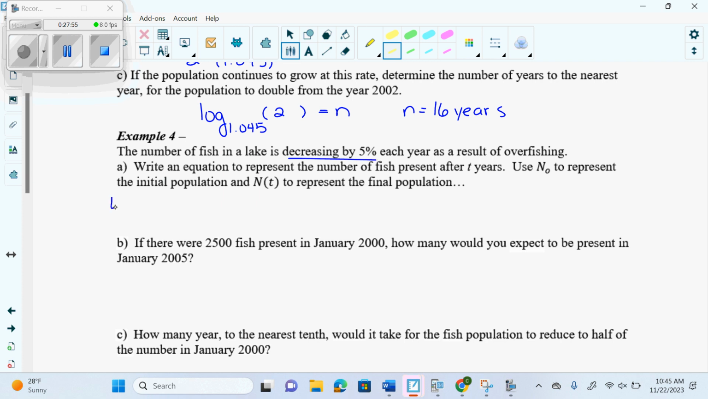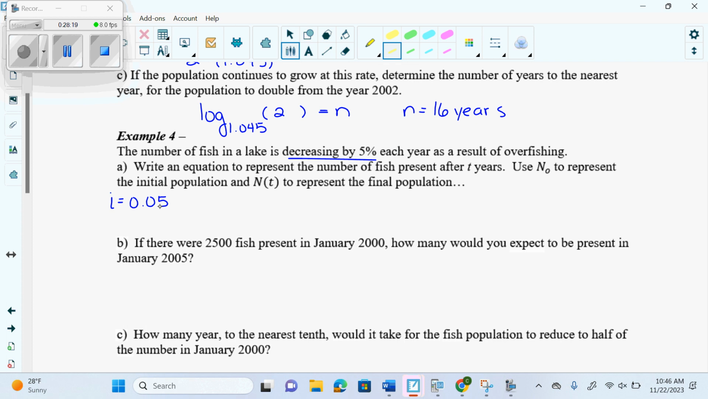Okay, the next one is the number of fish in a lake is decreasing by 5%. So I know my little i is 0.05, and I know I'm doing 1 minus i, not because I memorized the formulas, not because I wrote down the formula and I can fill it in. I know it's 1 minus the interest rate because it's decreasing. 1 is 100%, and I'm taking it down 5%, so I'm going to have 0.95 in decimal form left. I don't need to memorize the formula, understand.